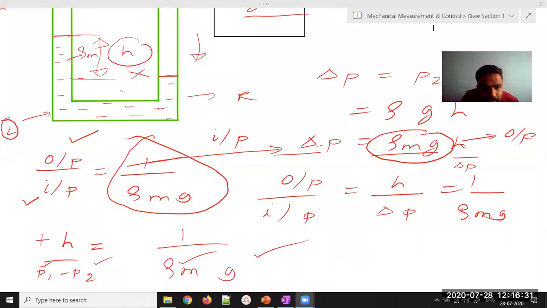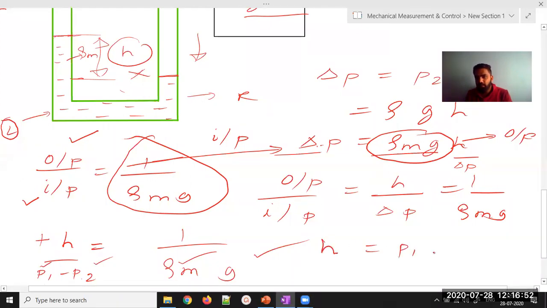Okay, Tabish is saying I can't find H without knowing the value. If I am not having a manometer, I will not be able to find H. Is it true? Anyone else? Bilal has responded that I know the density. So what I am saying is, if I know P1, if I know P2, if I know rho m, if I know G, can I find H without using this manometer?